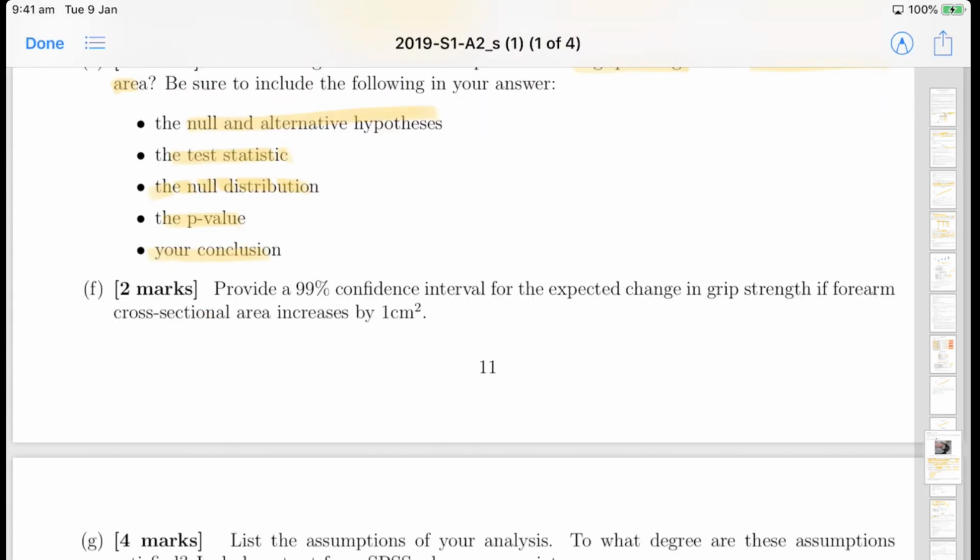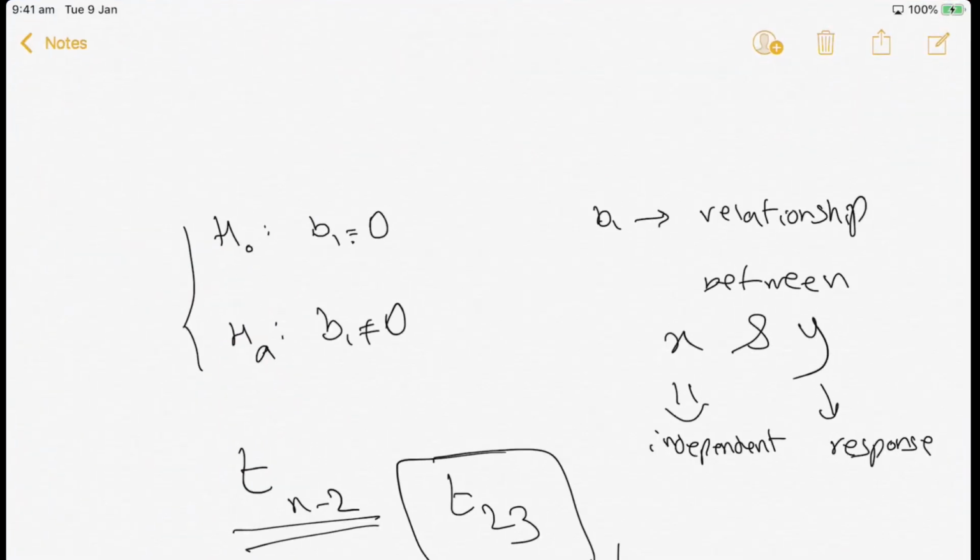Part F is asking us to provide a 99% confidence interval for the expected change in grip strength if forearm cross-sectional area increases by 1 centimeter square. In order to answer this question, you need to know the equation for constructing a confidence interval. The equation is actually this: slope plus minus T star times standard error of slope. We've got this B1 and we've got this standard error of B1.